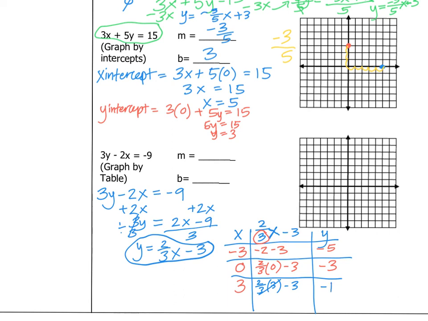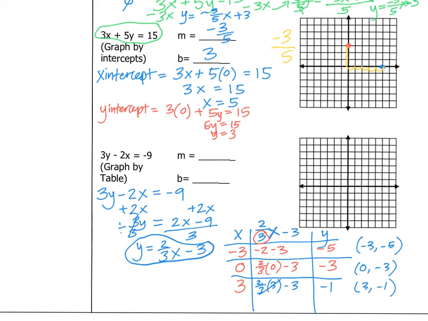Sorry, I just started using a different color. Okay, so now we're going to plot our points. If we write our x and then our y, that gives us our ordered pairs: negative 3, negative 5; for this one, we have 0, negative 3; and positive 3, negative 1.